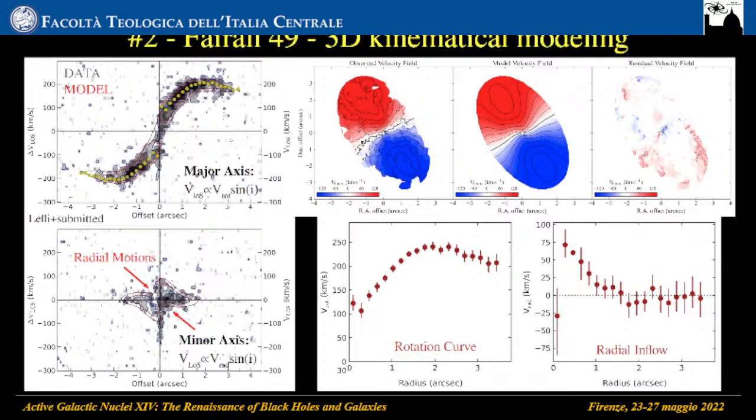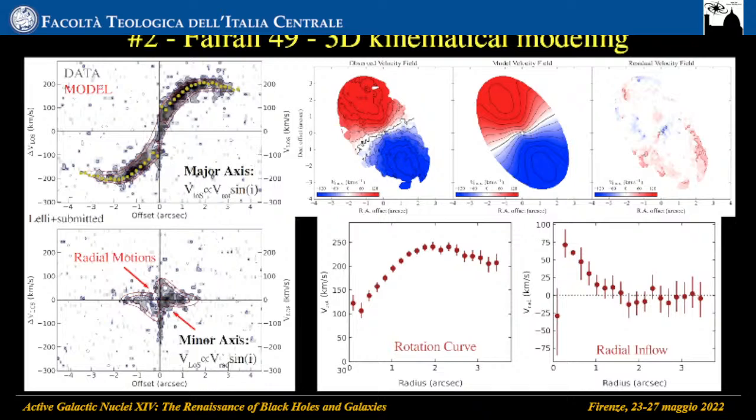So on top of the rotation curve, we can also measure the radial inflow rate at each radius. So this is consistent with zero in the outer parts, but then steadily increases towards the center. And we can tell it's an inflow because we know the near side of the disk from the dust distribution.